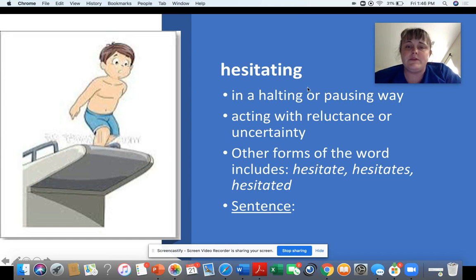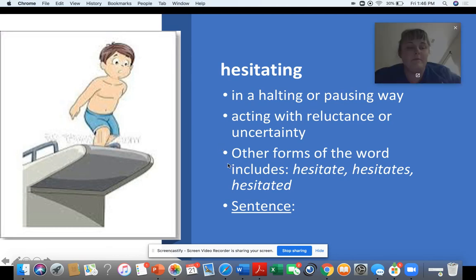Other forms of the word, this is a verb as well, so it depends on how you use it as to the ending or the suffix that word will take. So it could be hesitate. I might hesitate to jump off the diving board. Hesitates, he hesitates to jump. Hesitated, he hesitated a moment before he jumped off the diving board.